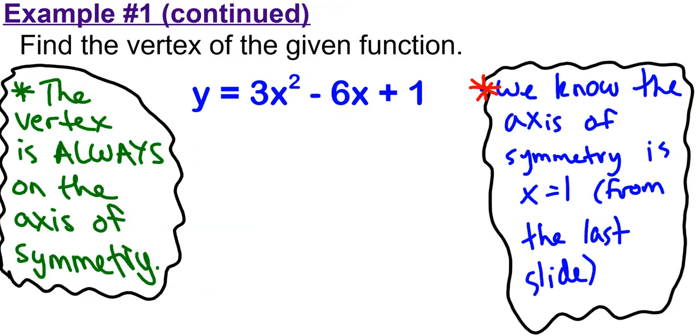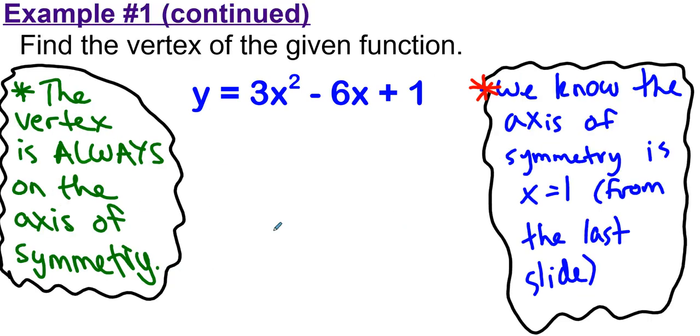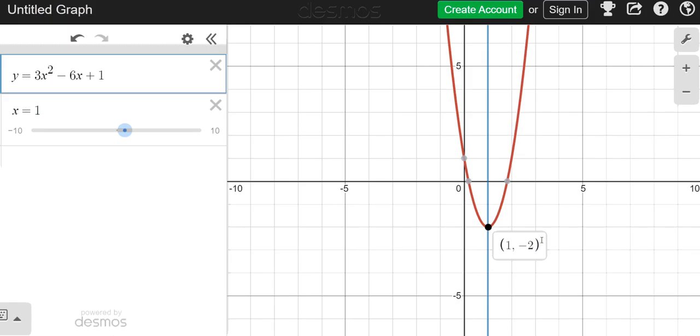All right, so example number 1 continued. It says find the vertex. Well, I just showed you the vertex on the graph here. It's 1, negative 2, so I know that's what we should get, but let's figure this out. How can I actually find 1, negative 2 algebraically?